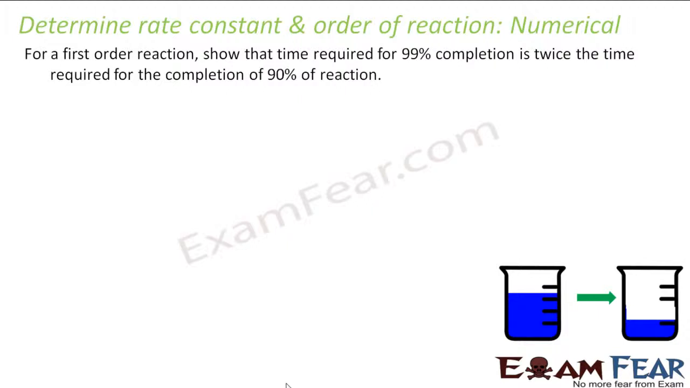Show that the time it takes to complete 99% of the reaction is twice the time it takes to complete 90% of the reaction. It is a first order reaction. Pretty easy, just find the time for both cases. In one case, 99% of the reaction is complete. Let's assume this is T1, case 1, where 99% of the reaction is complete.